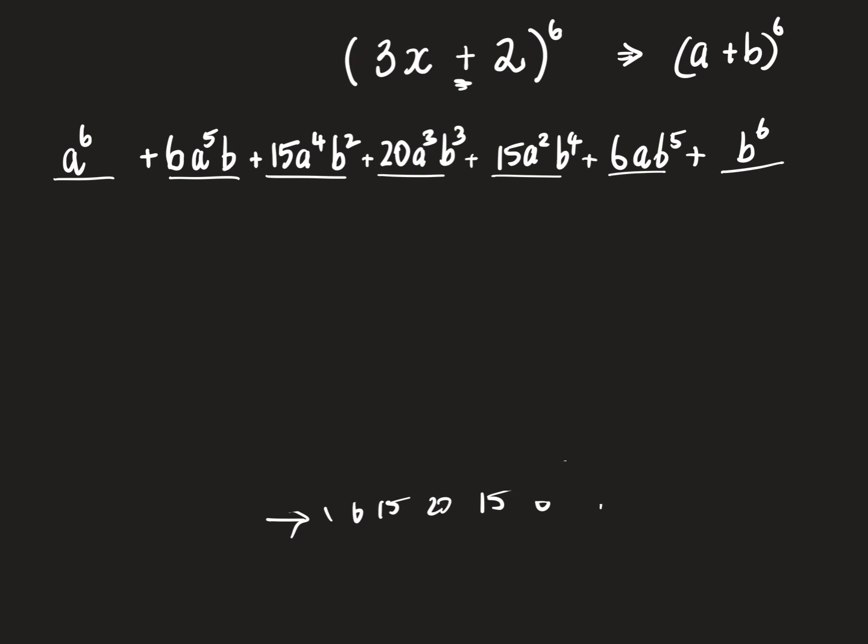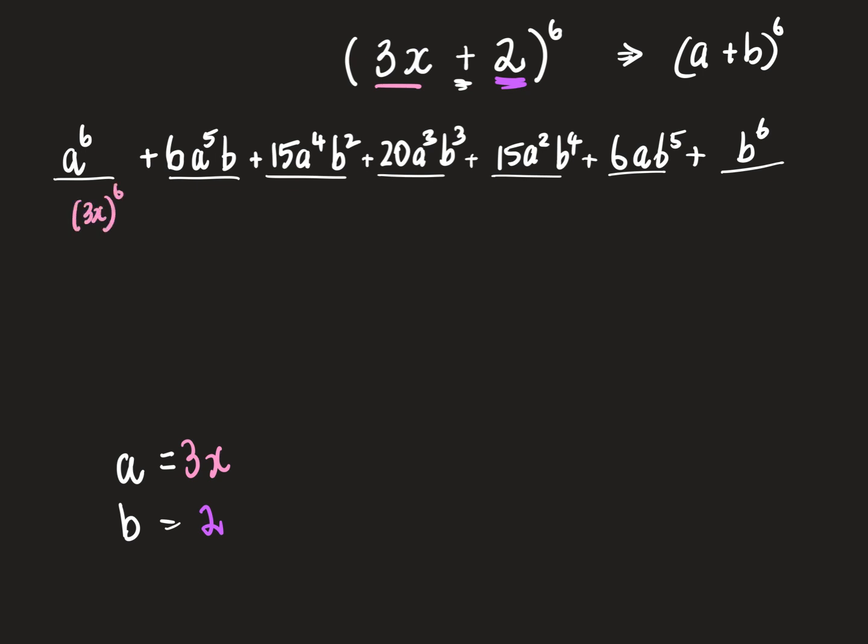I'm going to need a bit of room now because I've got to do some substitution. I know in this case that a is equal to 3x and b is equal to 2. So what I need to do now is go and do those substitutions. So this first term here is going to be (3x) all to the power of 6. Then I'm going to have plus, well, what's it going to be? 6 lots of (3x) to the power of 5, lots of the b term, which is 2.